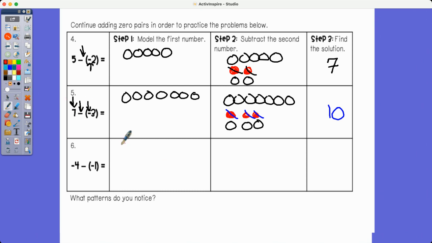Okay, how about this one? I'm going to draw in 4 negative counters. Then I'm going to take away 1 negative counter. What is my solution? Negative 3. 1, 2, 3 negative counters left. Well, what patterns do you notice? I notice that when you subtract a negative number, it is the same as adding a positive number.